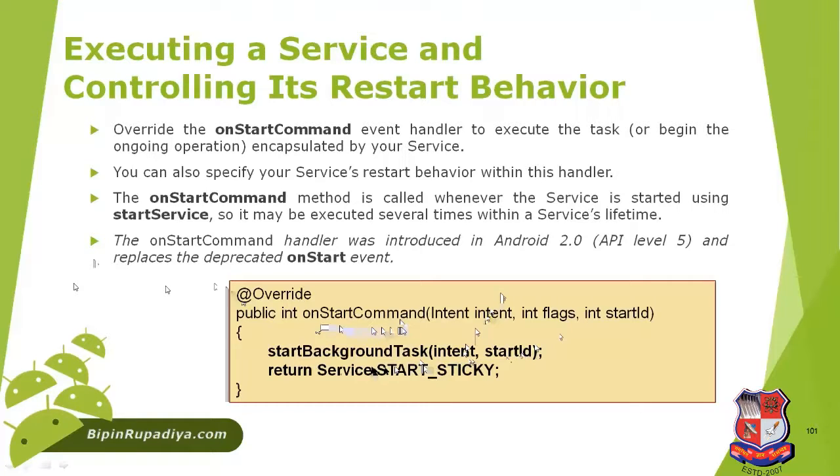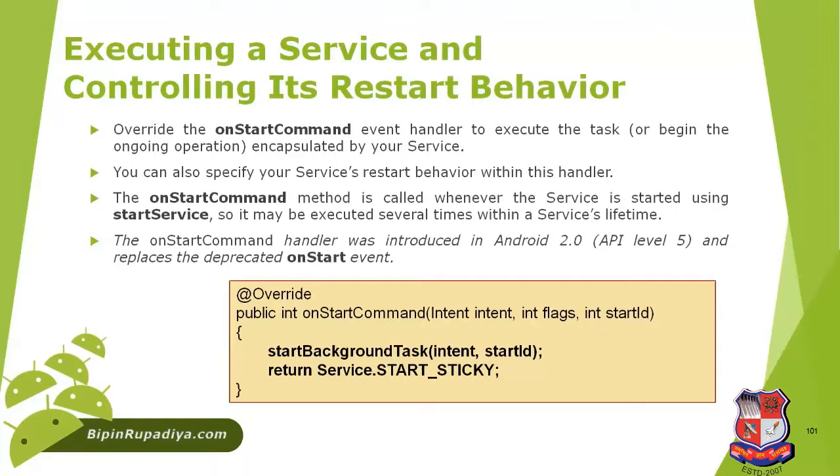In startBackgroundTask, we are starting some background task, that may be an internet lookup, or processing of data, or notifying the user with the notification manager, or starting an alarm, or anything else. But the second part is important. The second line, that is the return statement, is important, where we specify how it should restart. So we are returning Service.START_STICKY. What is the meaning of this, we will see in the next slide.